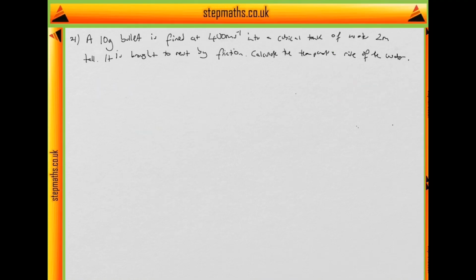Okay, so in question 21, we're told that a 10-gram bullet is fired at 400 meters per second into a cubic tank of water, 2 meters on all sides, and it's brought to rest by friction. And we'll also calculate the temperature change of the water. Okay, so we know a relationship between temperature and energy. Well, Q, the energy required to raise some fluid by some temperature delta T, is equal to the mass of the fluid times the specific heat capacity times the change in temperature.